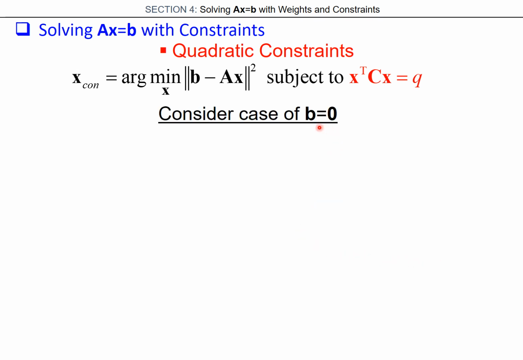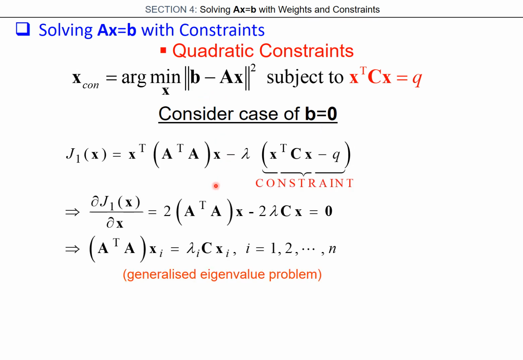So take the case of b equals 0, because that makes it simple to get a solution to. In that particular case, again, we just add the constraint in here with the Lagrangian parameter and differentiate, set equal to 0, and we get this. So you might recognize this. If there was no C there, this would just be an eigenvalue problem. But because there's a C, it becomes what's called a generalized eigenvalue problem. These become generalized eigenvectors and generalized eigenvalues.